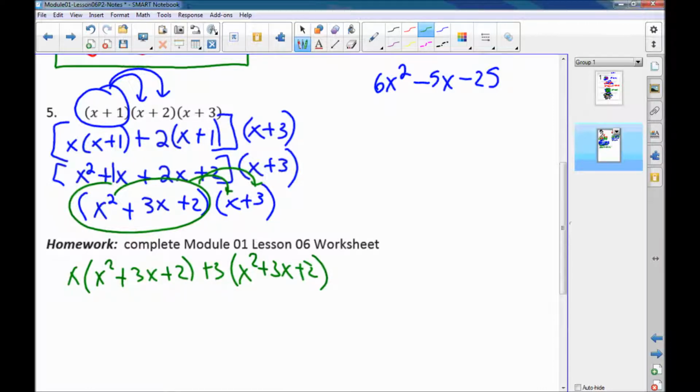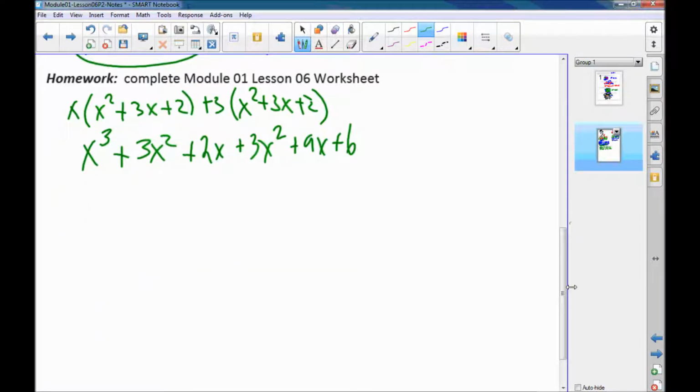Okay, and then I'll do the distributive property. X times x squared will give me x cubed. X times 3x will give me 3x squared. X times 2 will give me 2x. And then 3 times x squared will give me 3x squared. 3 times 3x will give me 9x. And 3 times 2 will give me 6.